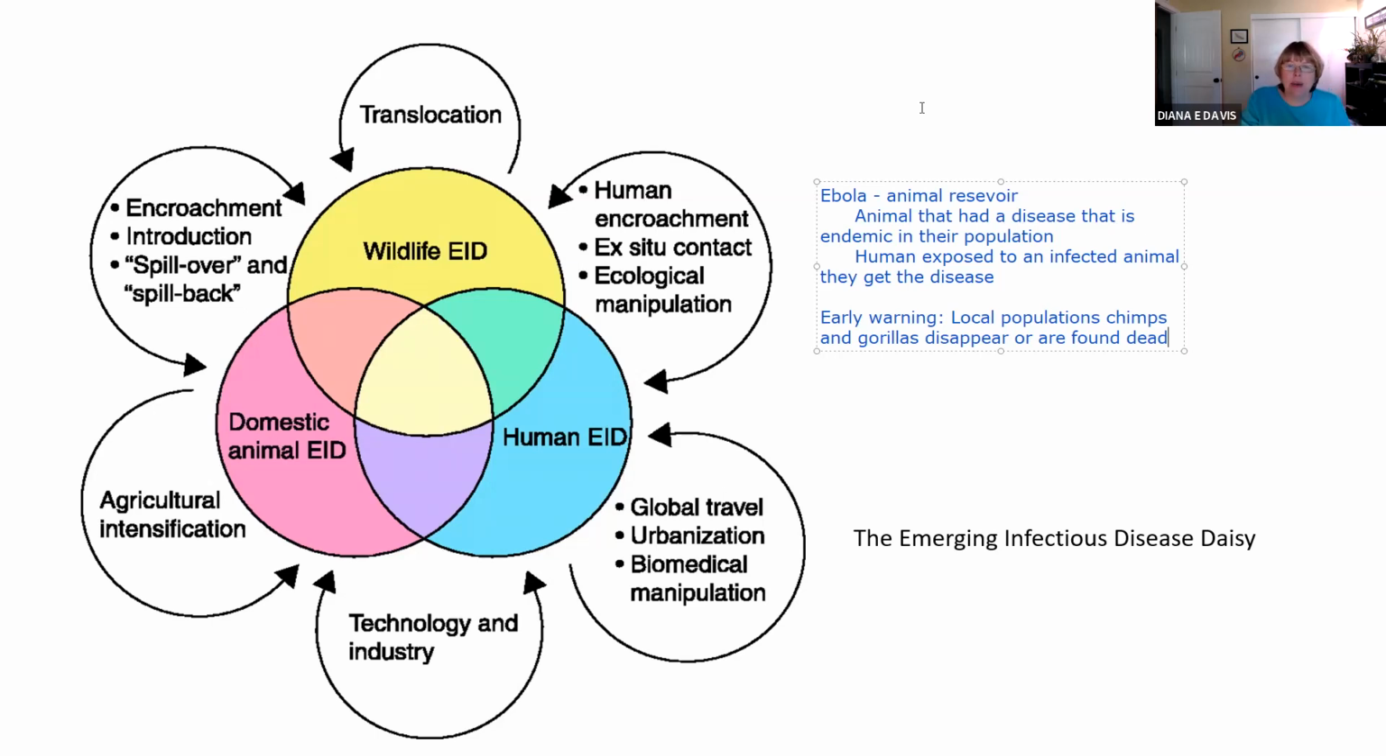So now let's go back to our emerging infectious disease image here. Diseases can spread between wildlife and domestic animals when domestic animals encroach on wild spaces. So there has to be an exposure between the domestic animal and wildlife. And the diseases can go either way.